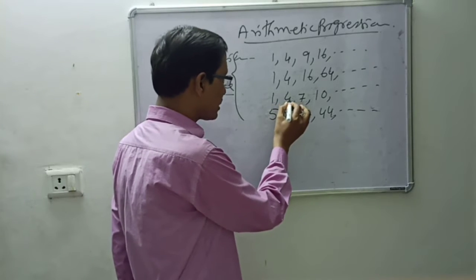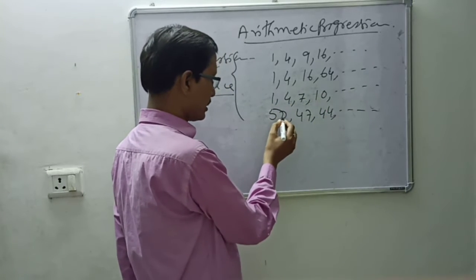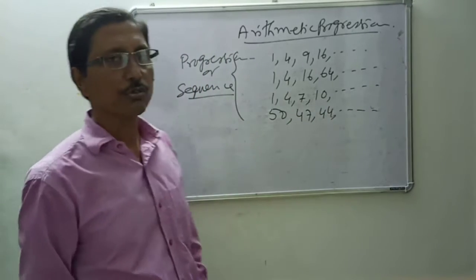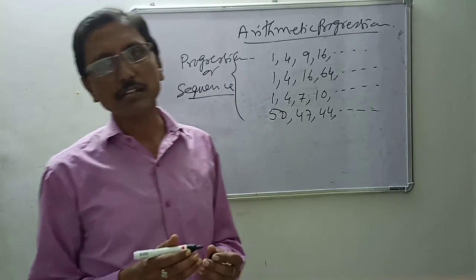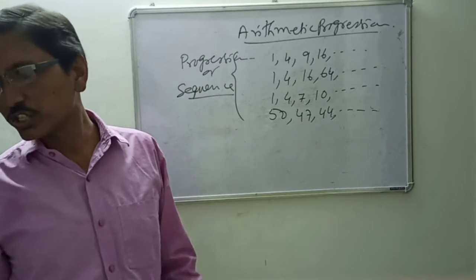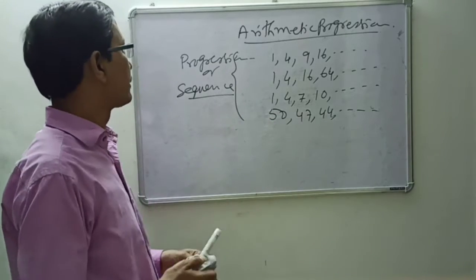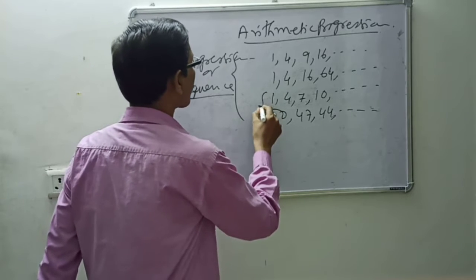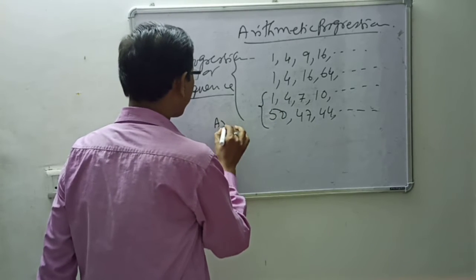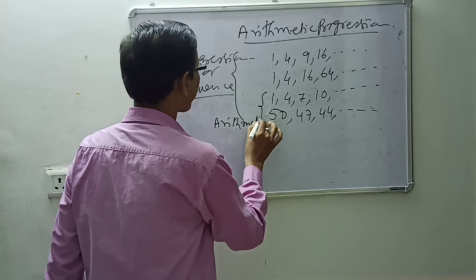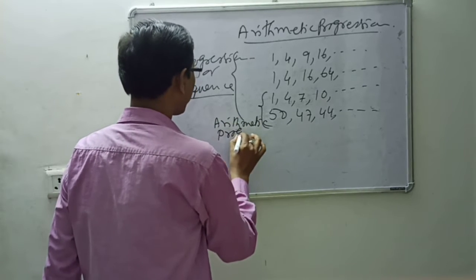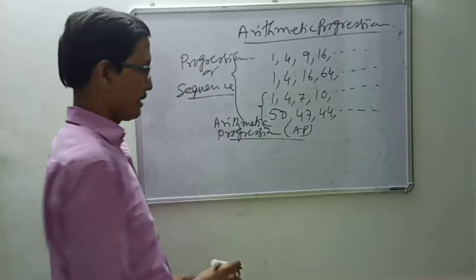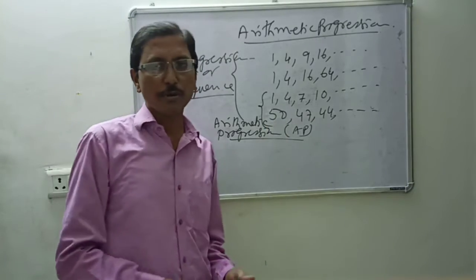It is 1 plus 3 plus 3 plus 3, like this. Here we go 50 minus 3 minus 3, and so on. So if this kind of particular pattern is followed, then these are called the progression or the sequence. But out of these, these two progressions or sequences are called arithmetic progression, or in short we say AP.